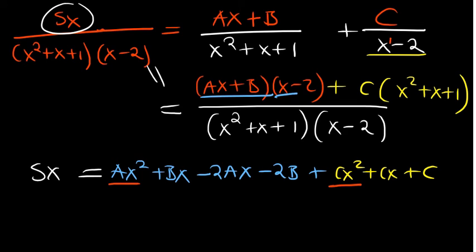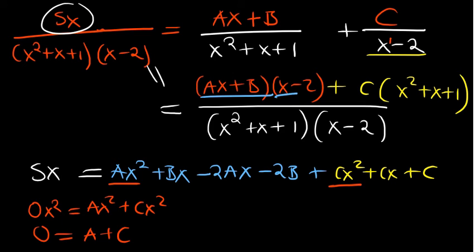So for the parts that are having x squared, we have a and c. On this part, we don't have anything, so I can introduce an imaginary 0x squared on the left. So we have 0x squared being equal to ax squared plus cx squared. So this x squared can disappear, so that we just have 0 is equal to a plus c.